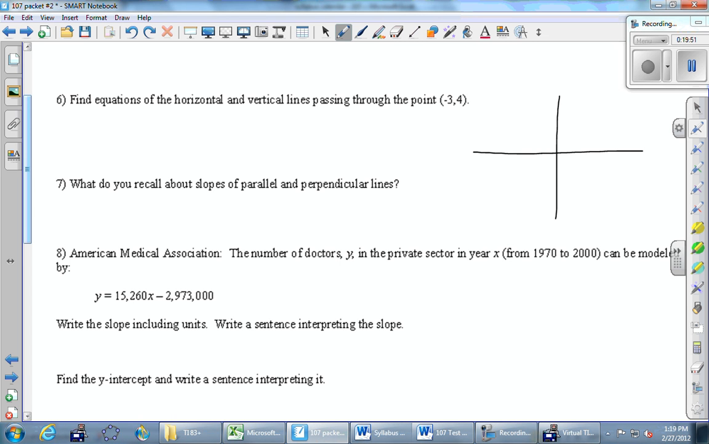Okay, so negative 3, 4. Again, I don't need to plot, but I'll just show you what it looks like. 3, 1, 2, 3, 4. Okay, so negative 3, 4 is that point. And I want the equation of a horizontal line that passes through that point. So I want the equation of that.